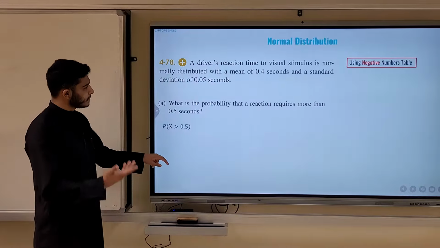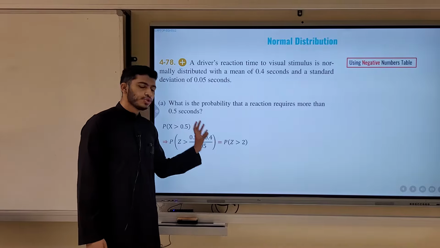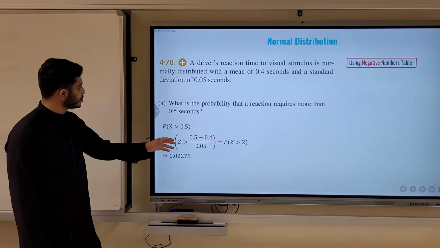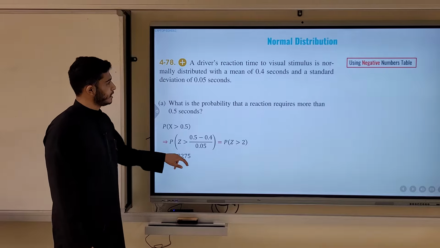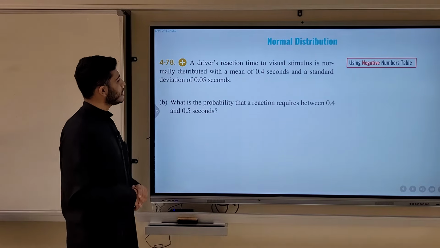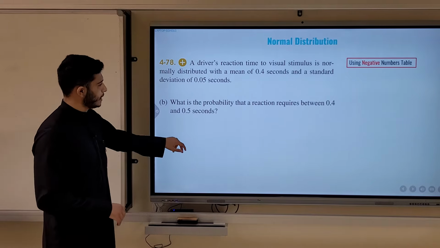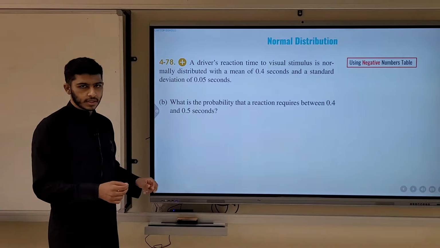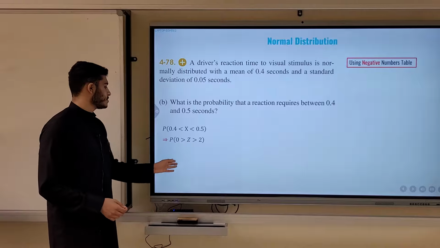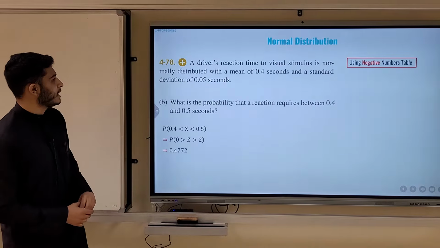How to solve it? First, we standardize. After we standardize, we have this expression that we should be able to solve. Now, if we solve it, we should get this probability at the end. Next part. What is the probability that a reaction requires between 0.4 and 0.5 seconds? Okay, so just playing with the ranges here. The expression would look like this. You would just have to standardize it first, and we have solved this one about 1,000 times now. So we should end up with this answer at the end.